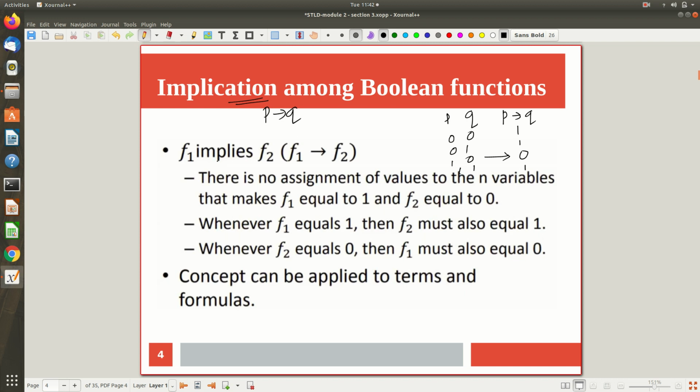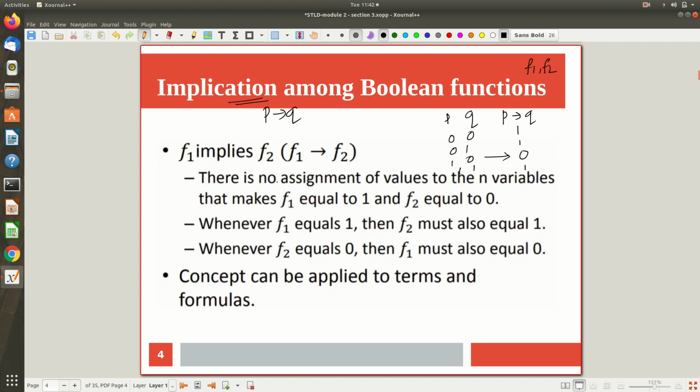So right now you just understand. What is the meaning of F1 implies F2? Here P and Q are two propositions. Equivalently, in logic system design we have Boolean functions, Boolean function or Boolean expression. So F1 and F2 are two Boolean functions.